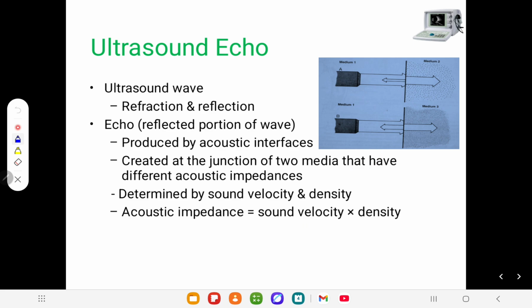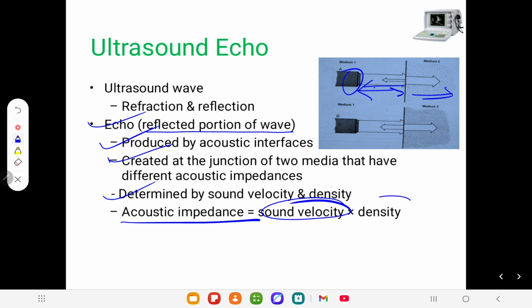So with ultrasound, reflection and refraction both happen. When we send the sound, much of the sound refracts and moves onward, and some sound reflects and comes back to the piezoelectric sensor. So the echo reflects a proportion of the wave, which produces acoustic interference, creating a junction between two media that have different acoustic impedance, that is, different sound velocity and density. Acoustic impedance basically depends upon sound velocity and density.